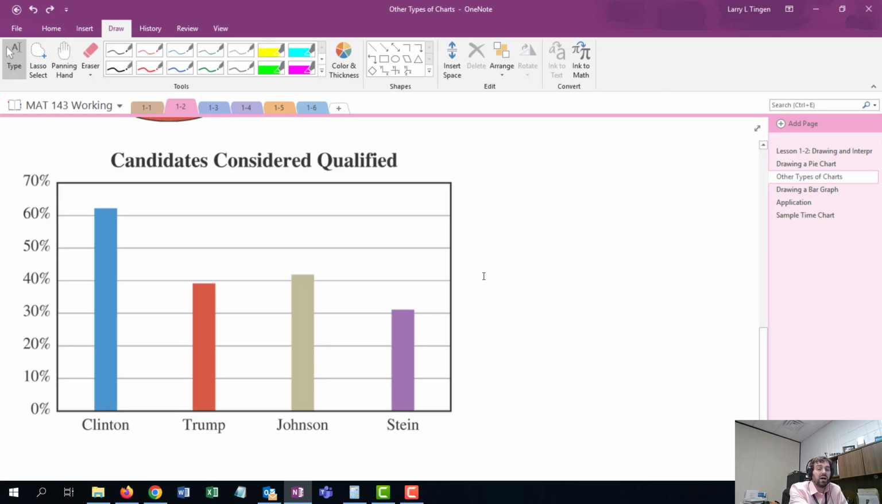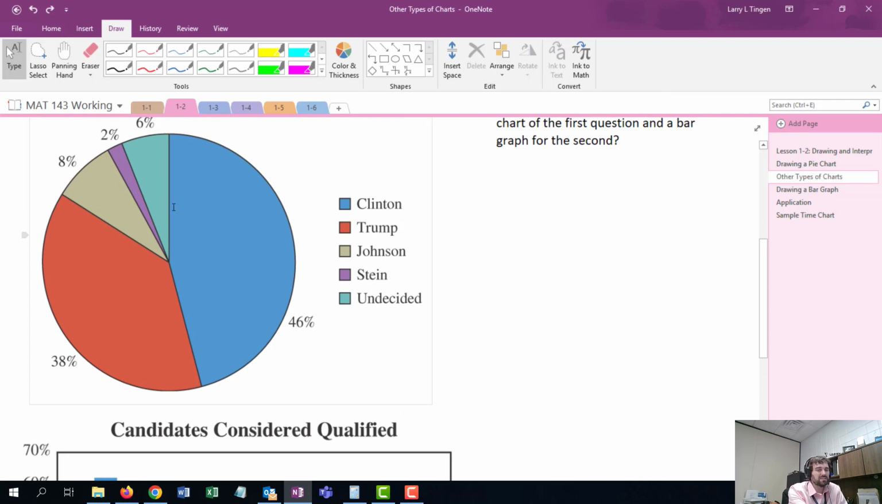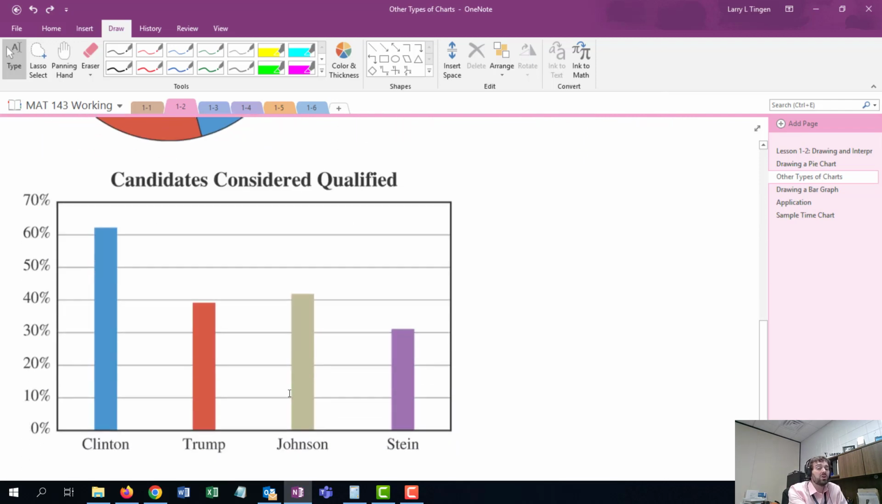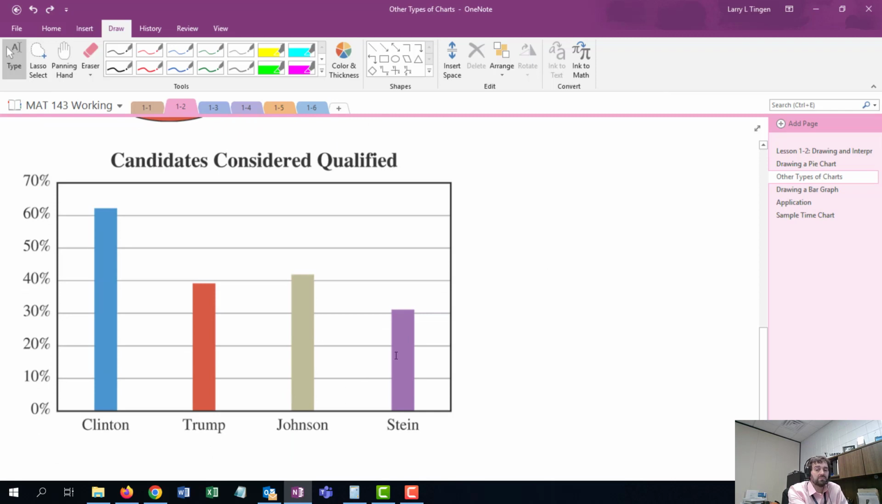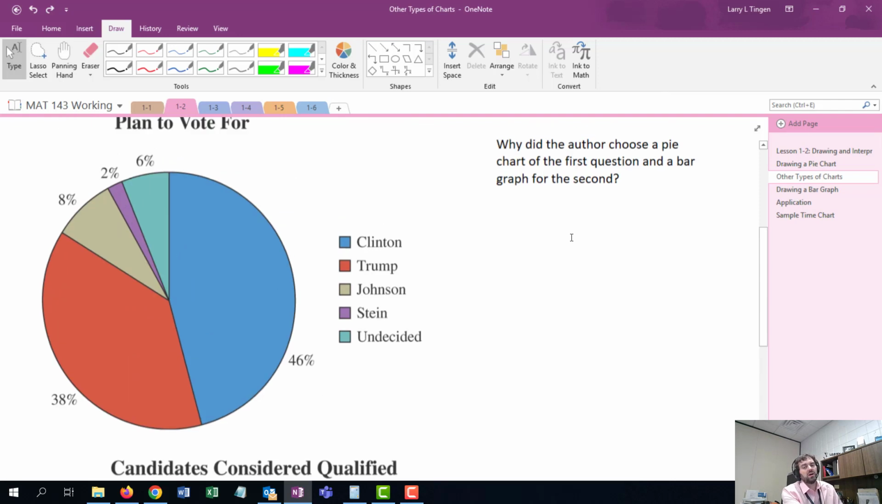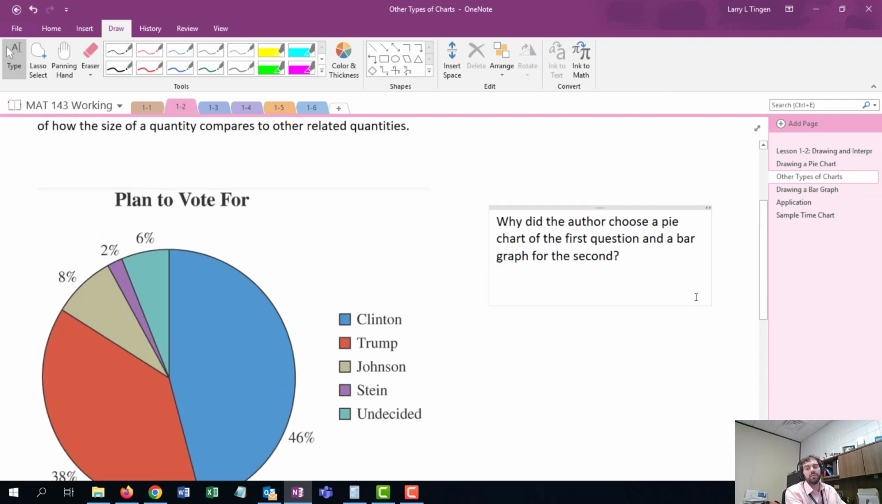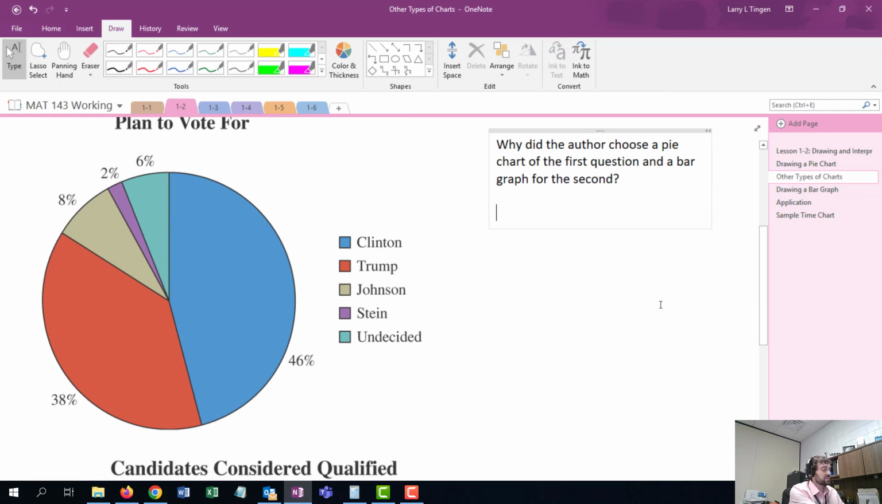So when I'm dealing with a pie chart, it's nice because it's only going to make sense if everything adds up to 100. But when I bring in that bar chart, I can have things add up to whatever I want to. Sometimes it is going to add up to 100. Sometimes it isn't. But this wouldn't make any sense at all as a pie chart. So we have the question here of why did the author use a pie chart for the first question and a bar chart for the second? Because a pie chart only makes sense when it adds up to 100%. Second question does not add up to 100%.